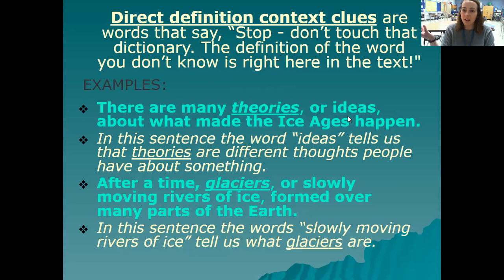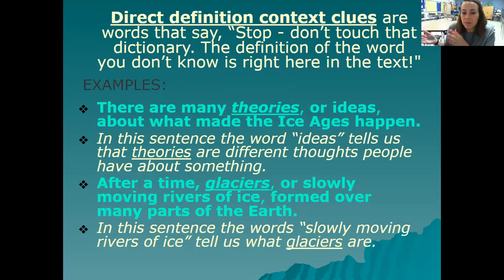That's pretty easy to find because it was right there beside that difficult unknown word, right? And sometimes the author, when they use this type of context clue, they put it in commas right beside that difficult word. So that makes it easier to find. Okay, let's look at another example. It says, after a time, glaciers or slowly moving rivers of ice formed over many parts of the earth. So our unknown word in that sentence is glaciers.